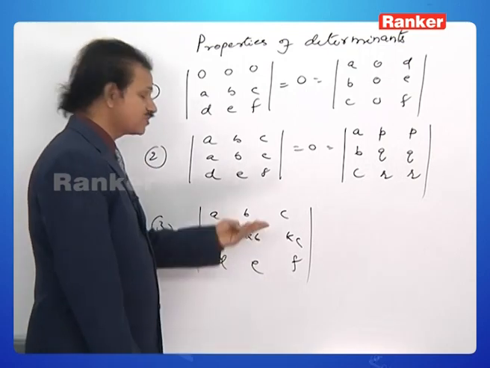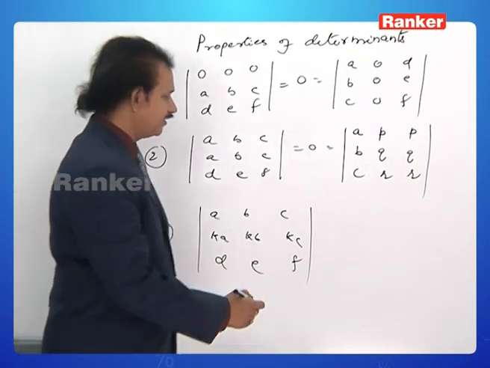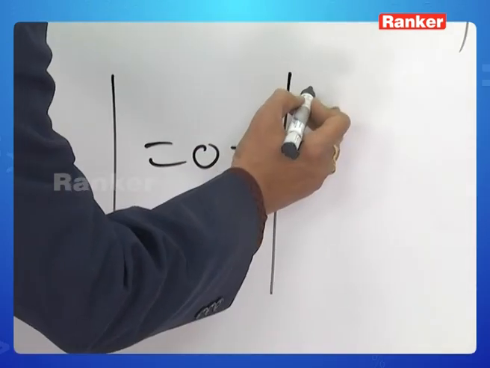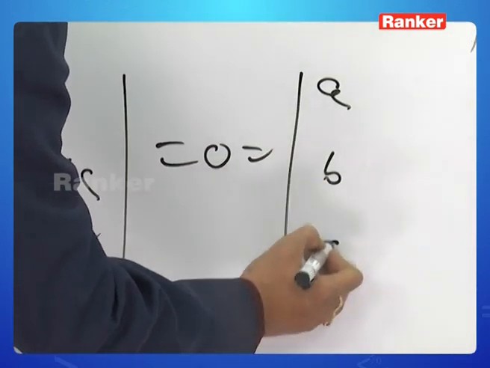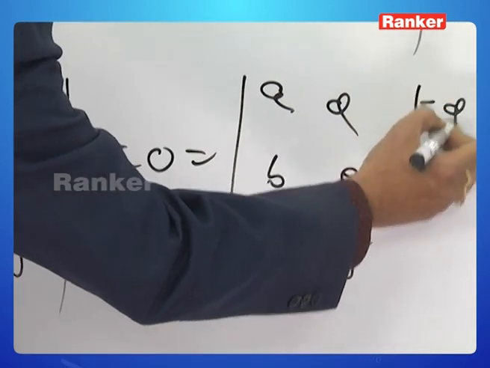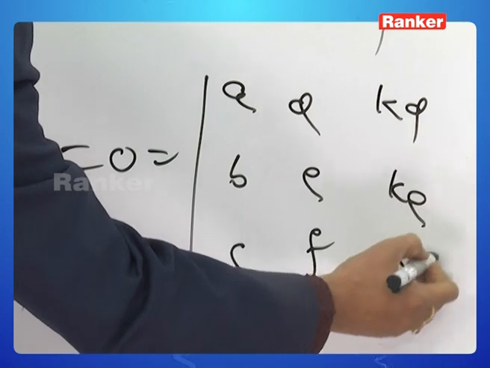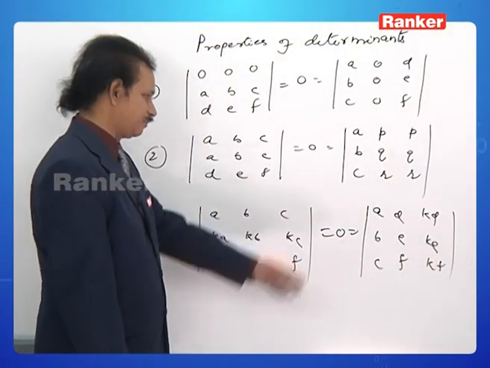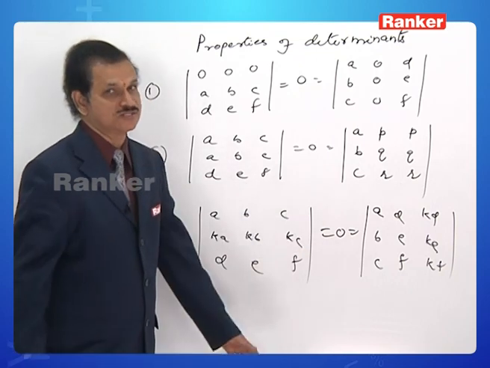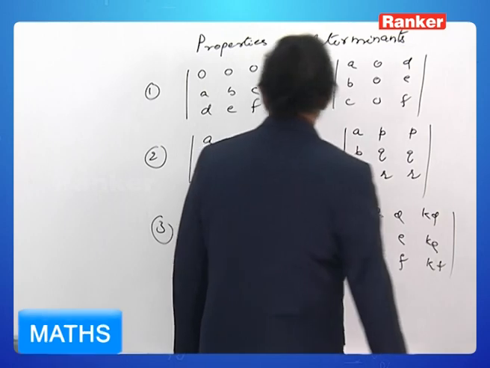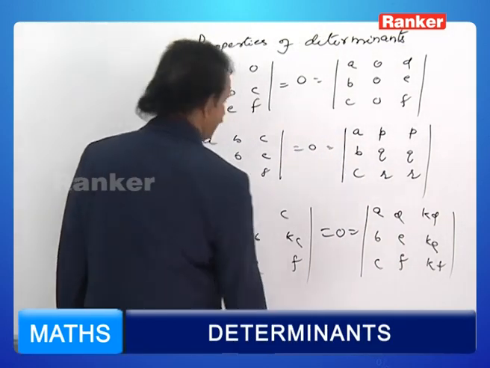If they are proportional, then the determinant is 0. Similarly, this is equal to A, B, C, D, E, F, kD, kE, kF. Here, the elements of the second column and third column are proportional. Even then, the determinant is 0. Well, these are the basic properties of determinants.